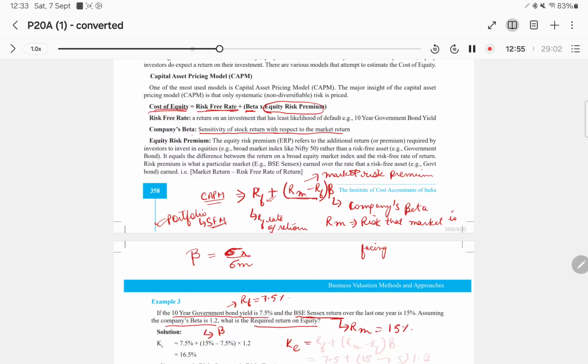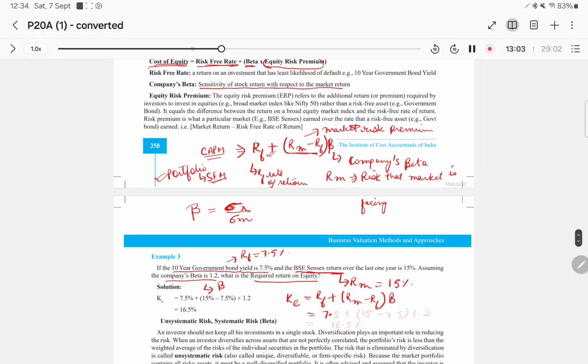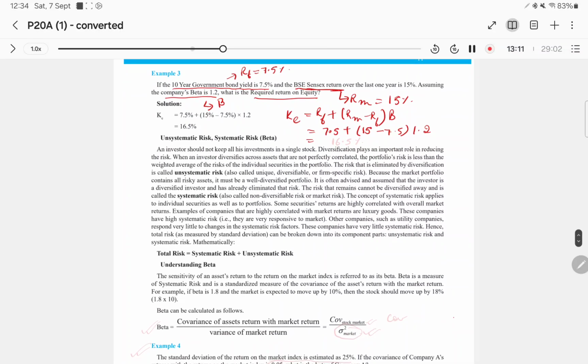How is KE calculated? KE = RF + (RM - RF) × beta of the company. So what is RF given? 7.5 plus RM is 15 minus RF is 7.5, into beta of the company, that is 1.2. And what is the answer? It is 16.5%. So it was a very basic question. No hard and fast rule for it. We can proceed. Okay. Now let's learn the formula of beta.